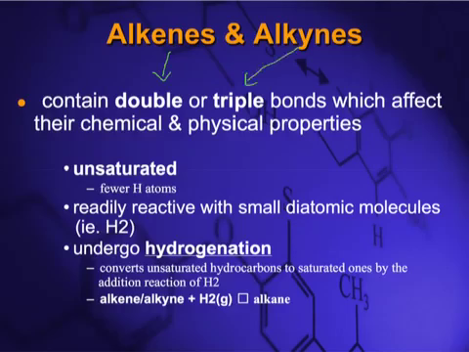They are unsaturated because they have fewer than the maximum number of hydrogens attached to them, and we'll see this in our general equations later on. Both alkenes and alkynes are very reactive with small diatomic molecules such as hydrogen, fluorine, and chlorine. If they react with hydrogen, they undergo what's called hydrogenation, and if they react with halogens, they undergo reactions called halogenation. When this type of reaction happens, you convert the unsaturated carbons into saturated ones, and you add hydrogen atoms or halogen atoms onto the double bond.